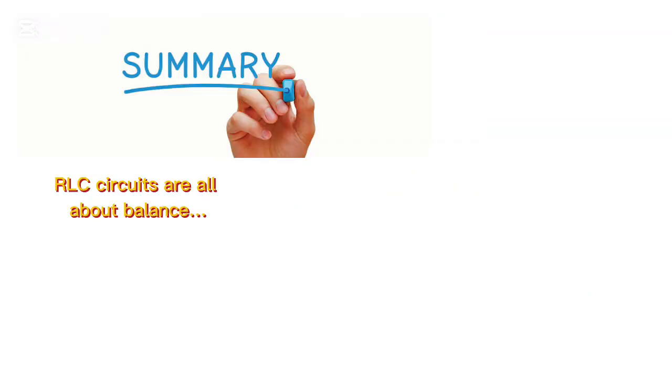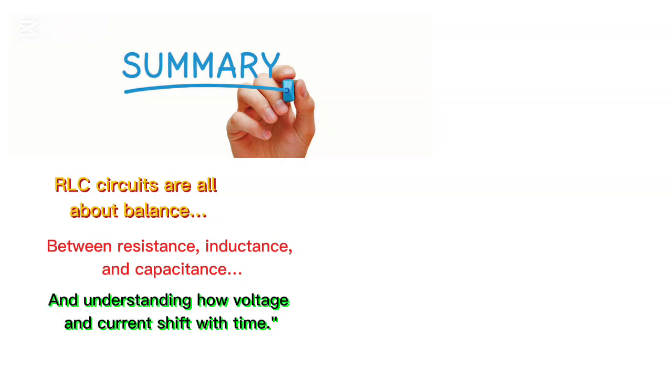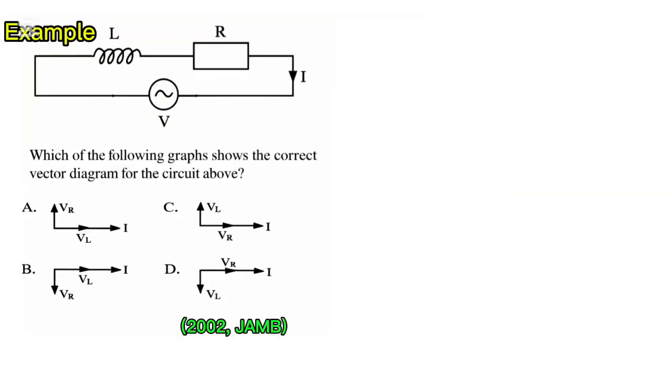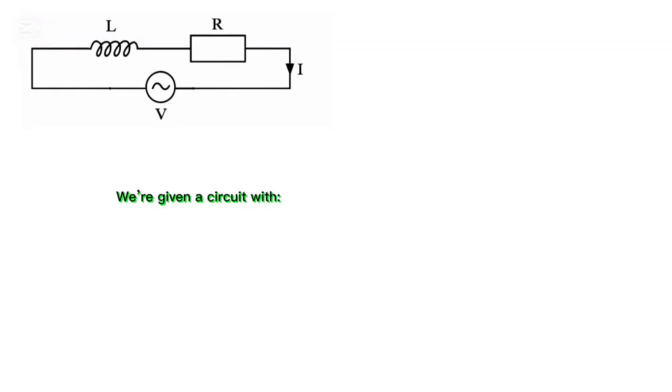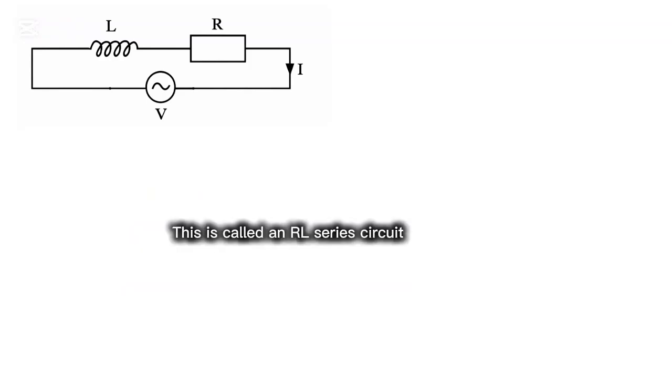So in summary, RLC circuits are all about balance between resistance, inductance, and capacitance, and understanding how voltage and current shift with time. Example: which of the following graphs shows the correct vector diagram for the circuit above? We are given a circuit with an inductor L, a resistor R, and an AC source. This is called an RL series circuit.